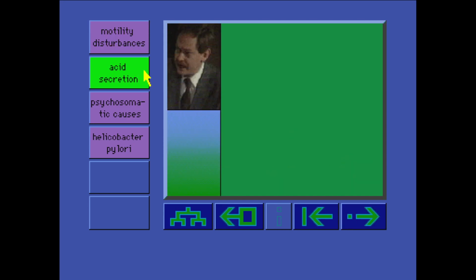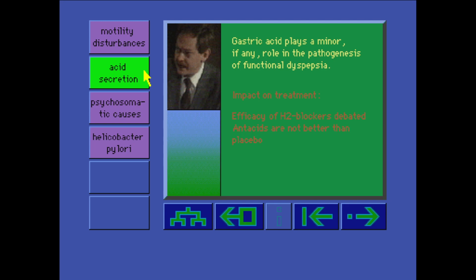The possibility of an acid-related etiology in functional dyspepsia has been extensively studied by Dr. Naren. His review of all available data made him conclude that gastric acid plays a minor, if any, role in the pathogenesis of functional dyspepsia. The impact of these findings on treatment was discussed. The meagre evidence in favour of a role of acid as a cause of dyspepsia is based on the response to H2 blockers in some studies.